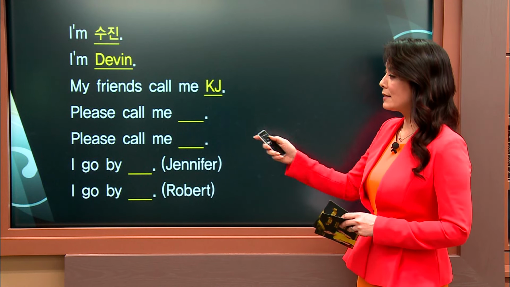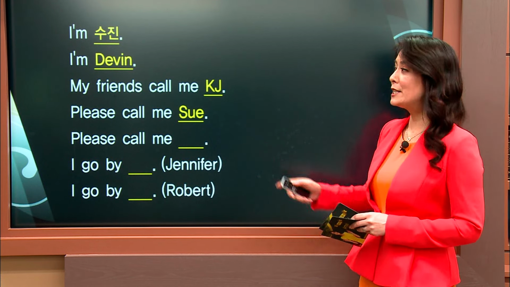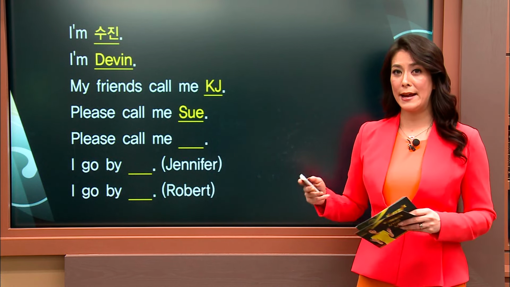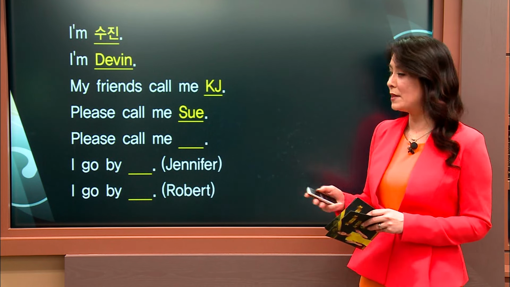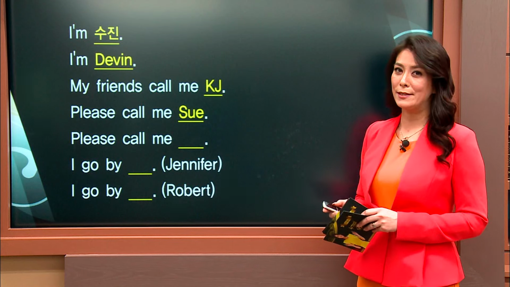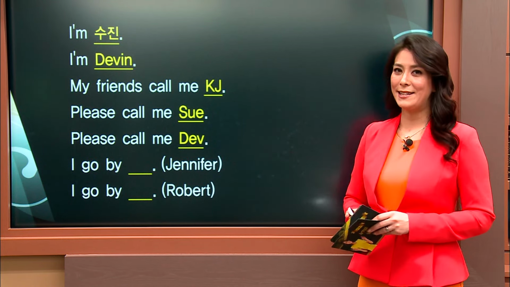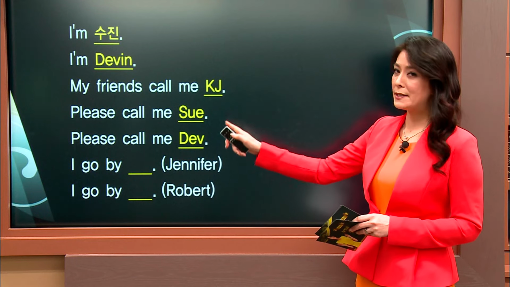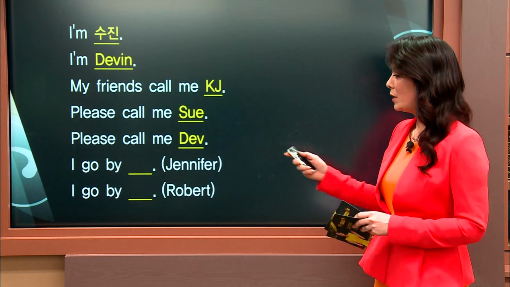What else? You can ask someone to please call me Sue. As for Sujin, if you have a long name and you prefer to be called a shorter name or a different name, you can say, please call me Sue. What about for Devin? Devin might say, please call me Dev. Okay? Try to make use of these expressions in a rather casual conversation. What else can you say?